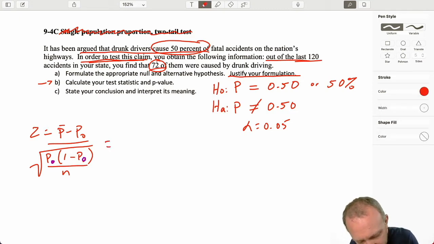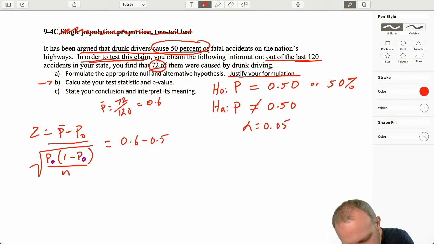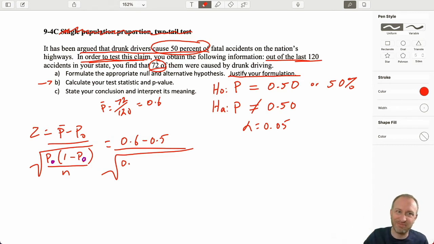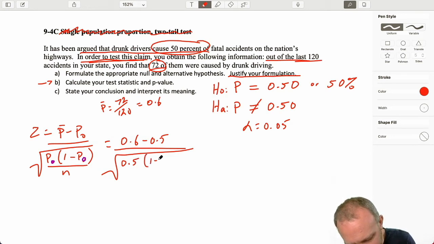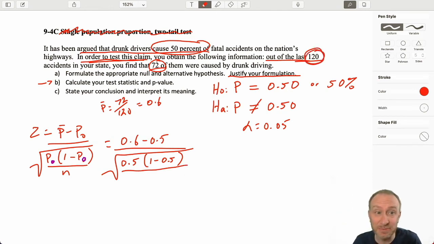So I have 72 out of 120. That's equal to 0.6. So here I'll have 0.6 minus 0.5. And here I have to make sure, again, this is just a really easy spot to make a mistake, putting the wrong proportion in here. I'm using the hypothesized value divided by my sample size. Really easy mistake, again, is using the wrong value, using 72 when it's supposed to be 120, right? Not using that one. This is our sample size here, n is 120.